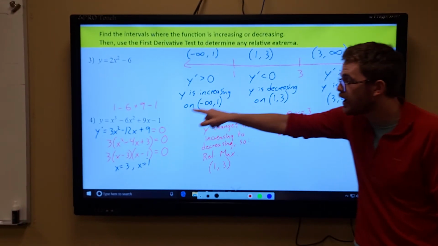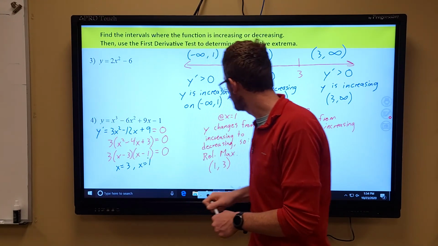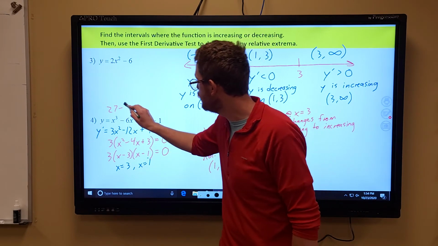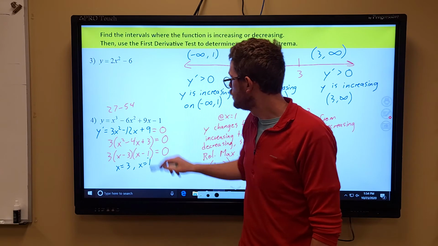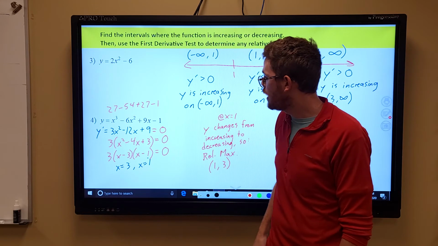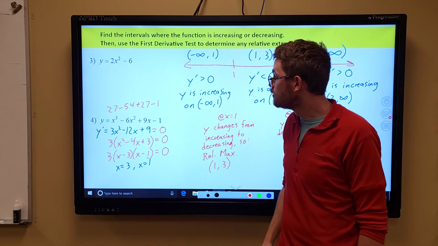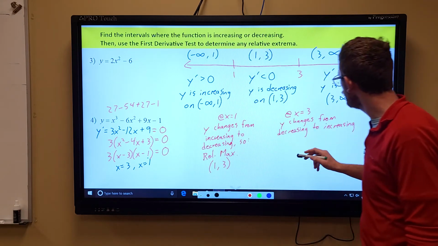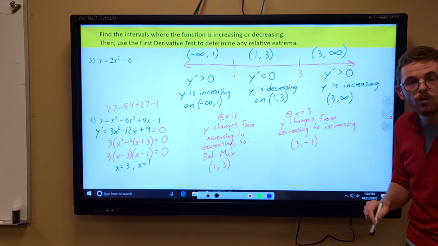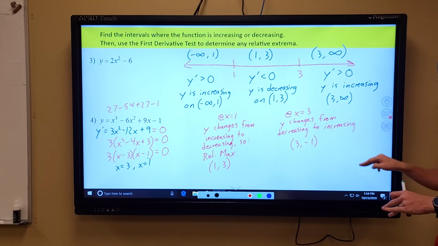If we put 3 back in the original function, we're going to get an actual value out. We can do that right here. That's 27 minus 54 plus 27 minus 1. That's negative 27 plus 27 is 0 minus 1. That gives me a negative 1. So at the x value of 3, I get out negative 1 because it changed direction from decreasing to increasing.